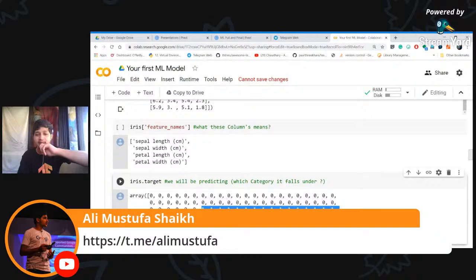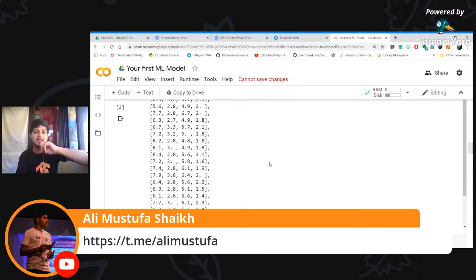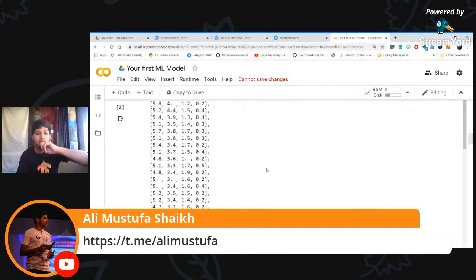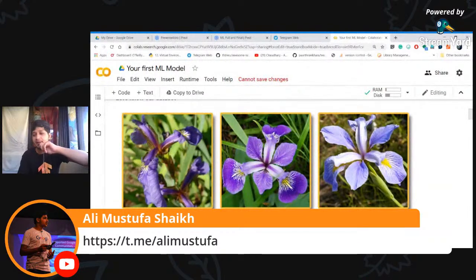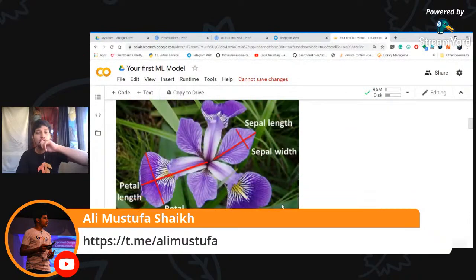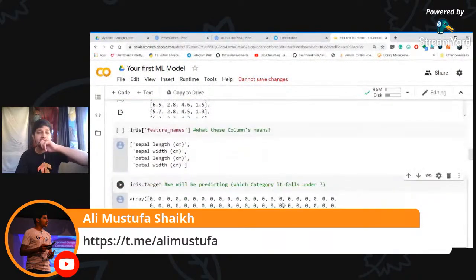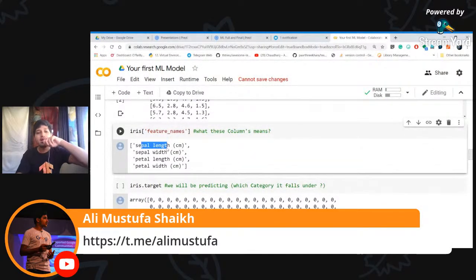So they have three different versions of flowers. As you go up, there is setosa, versicolor, and virginica. They all belong to the iris class, okay? So we have these three different classes. And if you see, there are sepal length, sepal width, petal length, and petal width. You can see that using feature names.